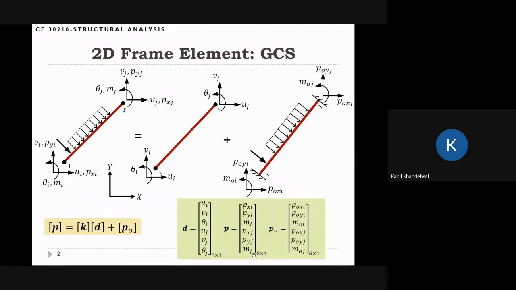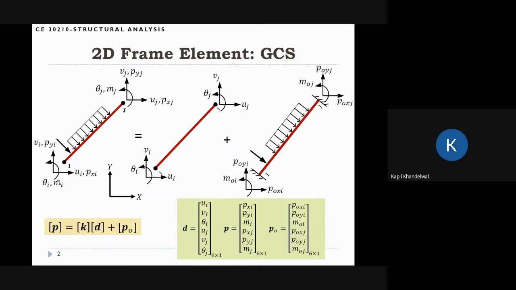So first, I want to recap some of the important concepts about 2D frames. And so we actually looked at this 2D frame element in the last class. So the idea here is we have a frame element that is oriented at some angle, and we are considering a 2D frame element. So the element is only in the XY space. So there is no Z coordinate.